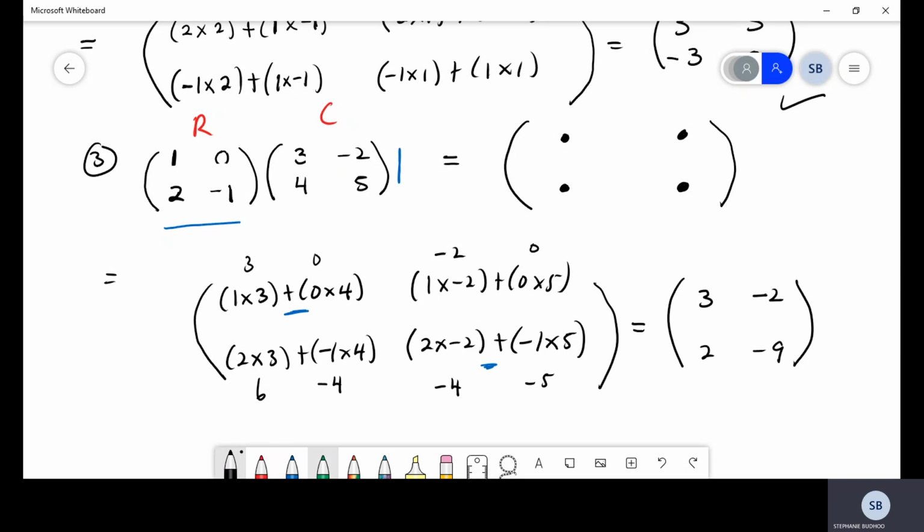For example, this first dot is located in row 1, and it's also located in column 1. The second dot is in the first row, but it's in the second column. This third dot is in the second row. It's in the first column. And my last dot is in the second row, and it's also in the second column. When you name your dots, you actually are able to decipher which rows and columns you need to multiply by in order to get your answer.